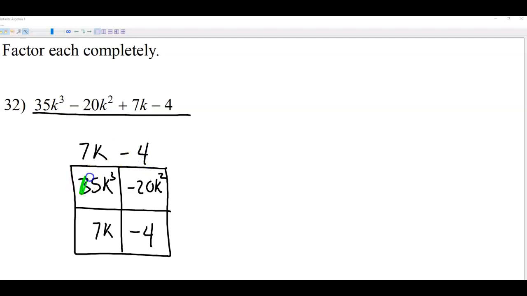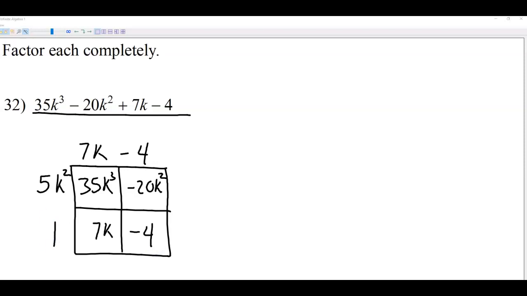Next, we have this row. What can we take out of here? Well, it looks like they can both give up 2 k's, and also 35 and 20 can both be divided by 5. So I can take out a 5, and I can take out a k squared. The last row, notice these 2 have nothing in common. So if they have nothing in common, then we just put a 1 there.